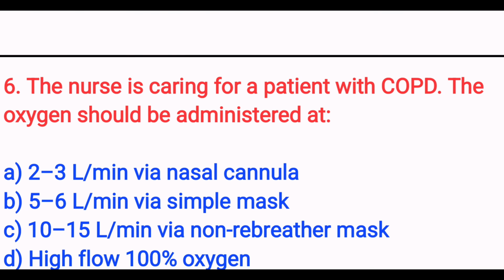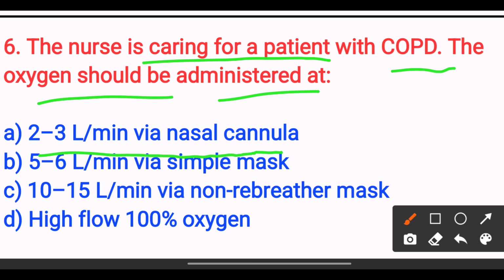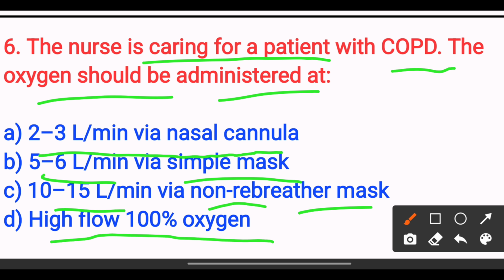Next, the nurse is caring for a patient with COPD. The oxygen should be administered at: option A, 2 to 3 liters per minute via nasal cannula; option B, 5 to 6 liters per minute via simple mask; option C, 10 to 15 liters per minute via non-rebreather mask; option D, high flow 100% oxygen. The answer is option A.